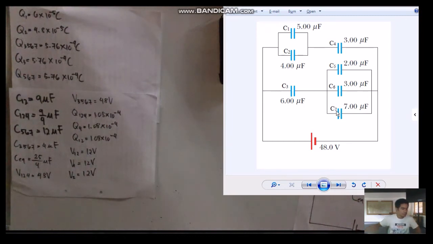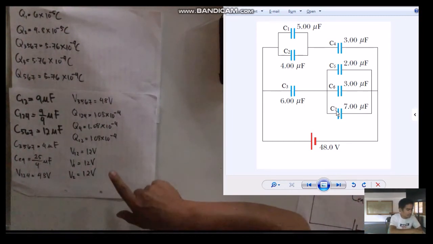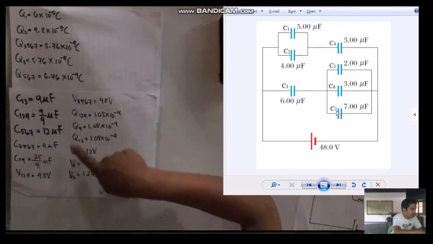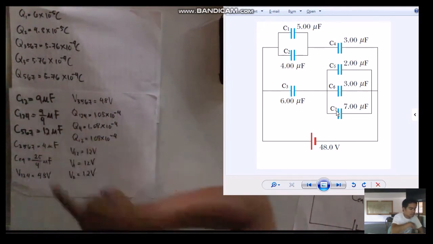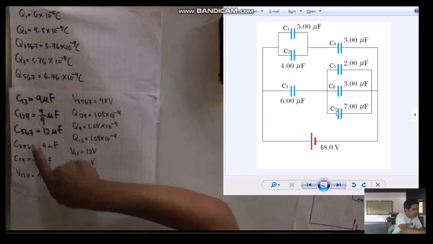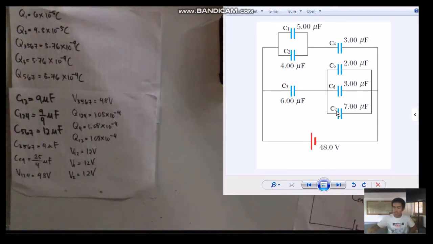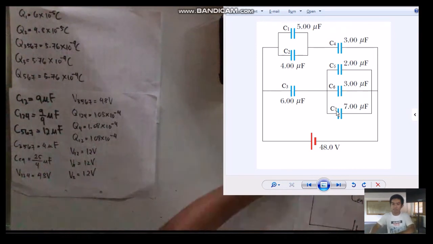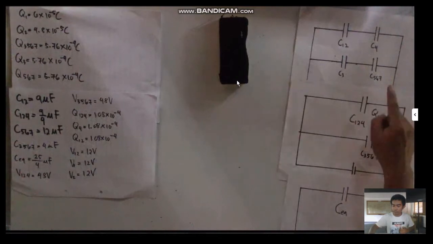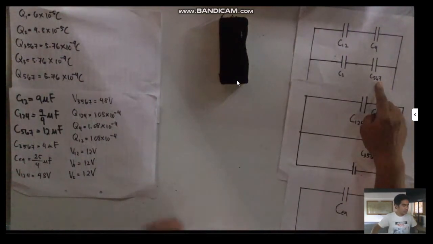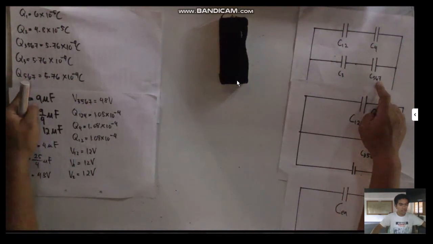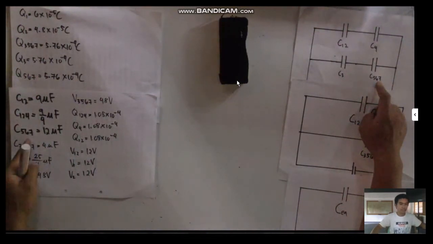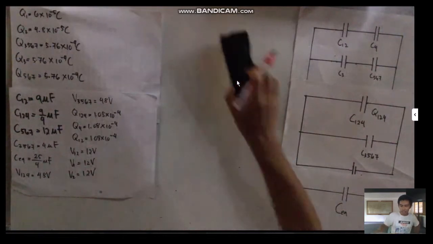We don't have V567, but we have Q567 and we have C567. So we can obtain the voltage of 567 since we have Q567, this one, and we also have the C567.